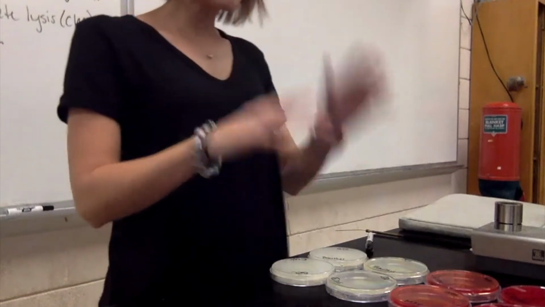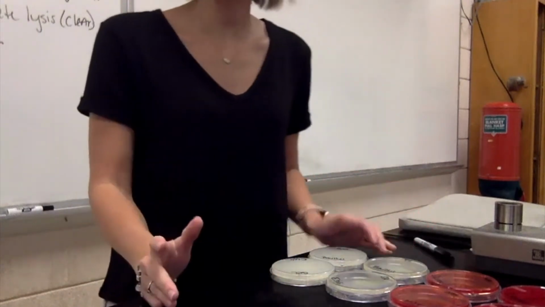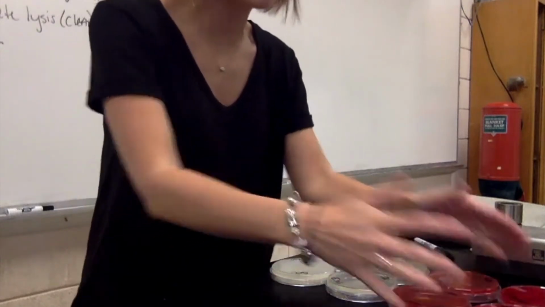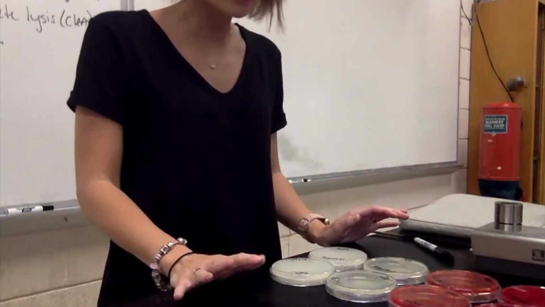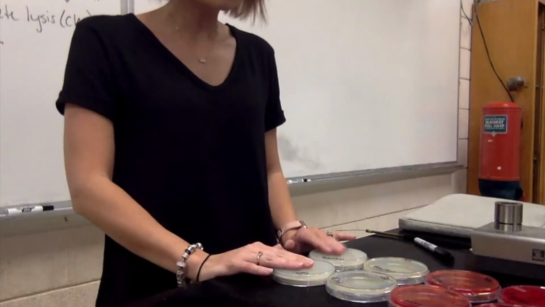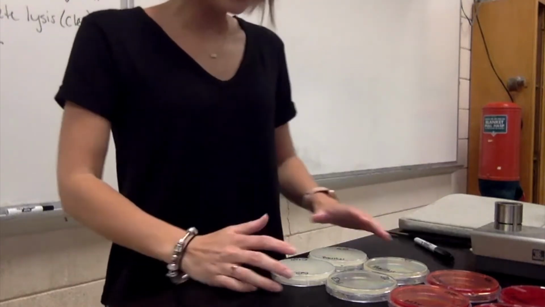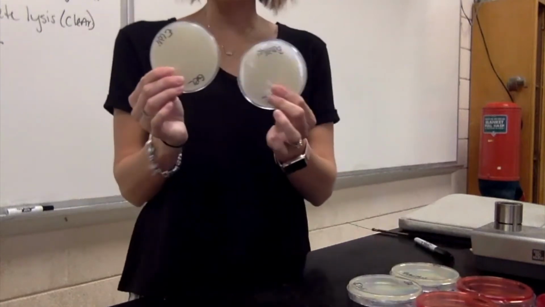Now, I've already got them all labeled. Of course, whenever you're inoculating media, the first thing you want to do is label all of it. So I labeled what's what and then what I'm putting on each of the bacteria. Now, the first set that I'm going to work on is the gelatin.